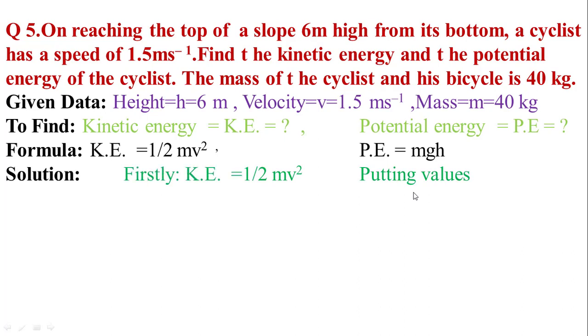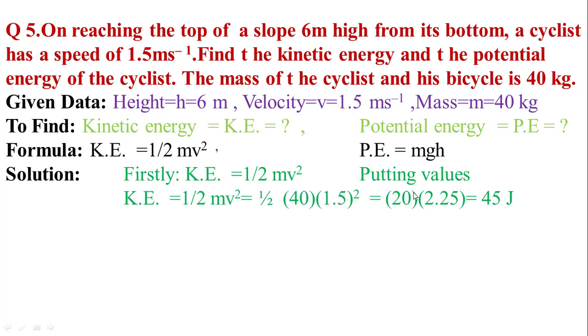Solution: first find the kinetic energy. Ke is equal to 1 upon 2 mv square. Putting the values, the value of m is 40 and v is 1.5 whole square. So 40 divided by 2 is equal to 20 and 1.5 square is 2.25. 20 multiplied by 2.25 is equal to 45 joule. So the kinetic energy is 45 joule.